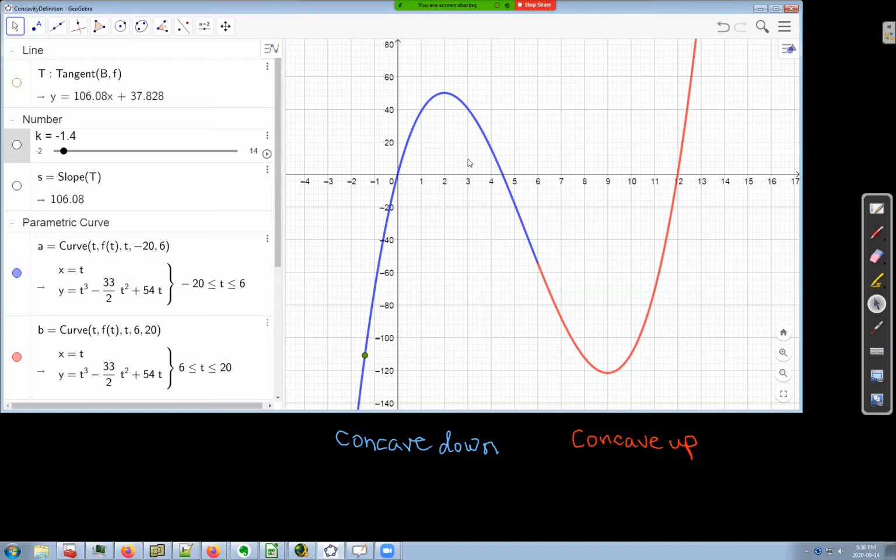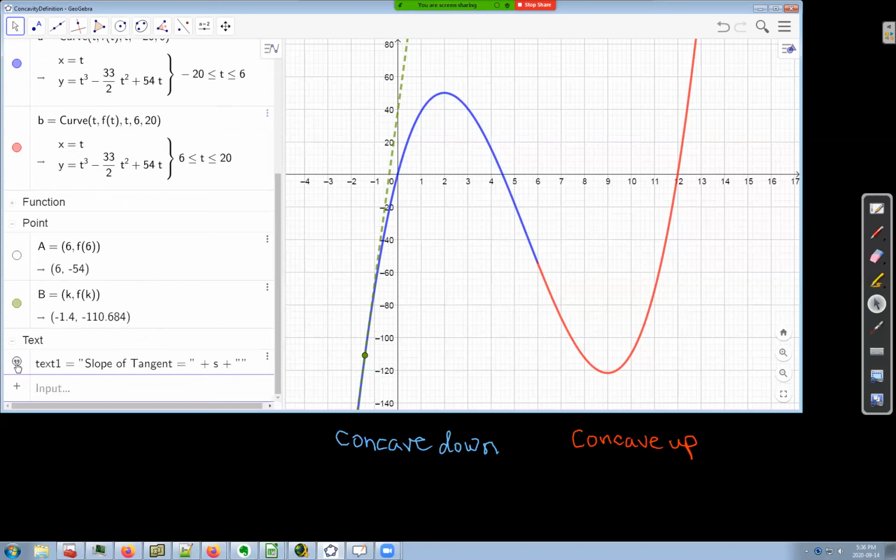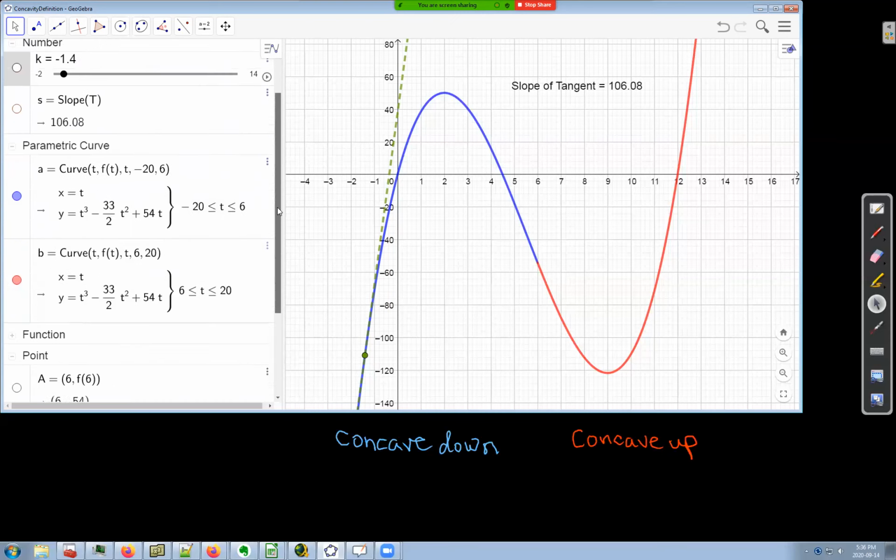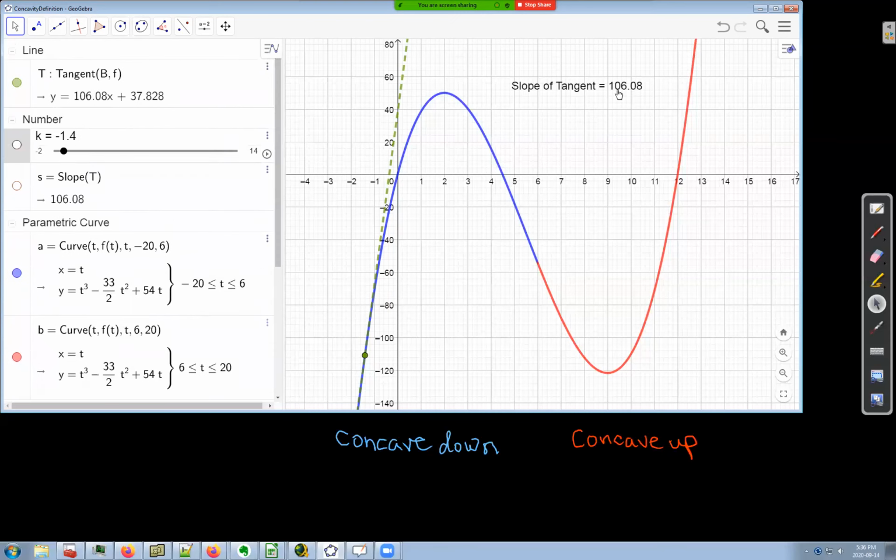Okay, so mathematical definition of concavity. So I'm going to draw a tangent line. So here's a tangent line, and I can find the slope. That tangent line has some slope and I'm having the computer calculate it. So this is a very steep line. It has a very large positive slope.